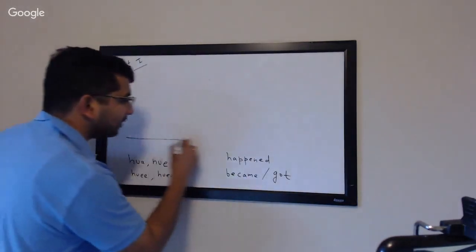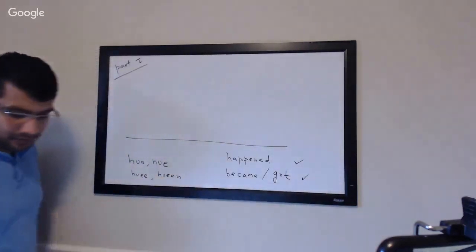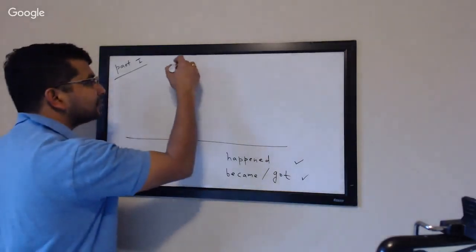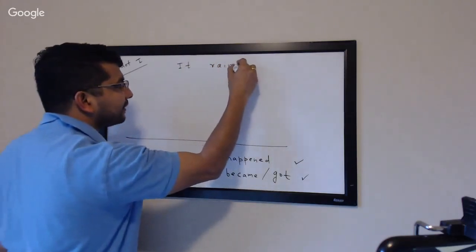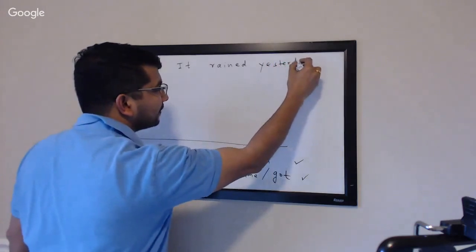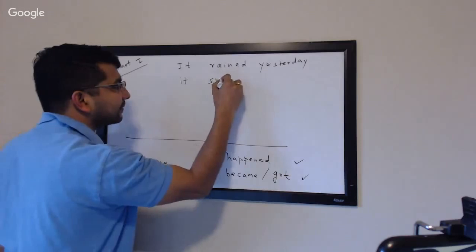Okay, so we'll start with both the notions, and hopefully it will be much clearer than last class. Okay, so for example, in English, as I mentioned, it should be very simple for you if you say it rained yesterday. Okay, or it snowed yesterday.